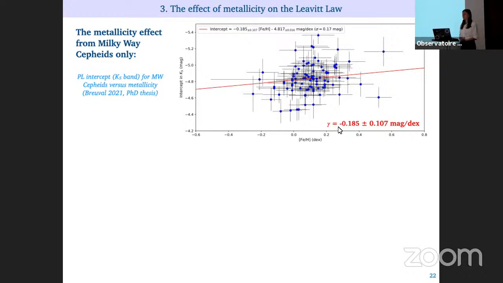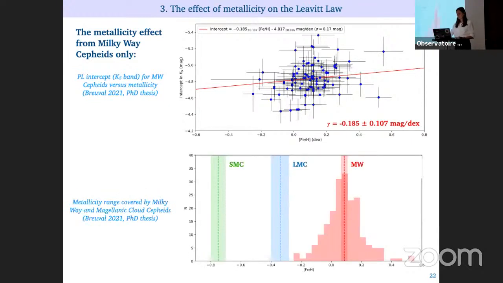So clearly the uncertainty is not satisfying. We can do way better. So we need to include more stars of different metallicities. This is why I included the LMC and the SMC. This way we cover almost 1 dex of metallicity.